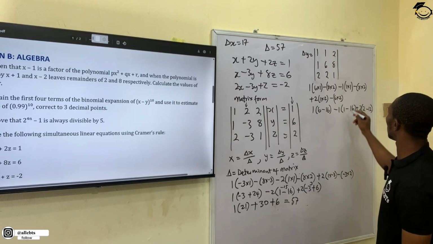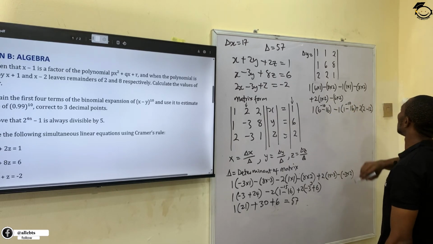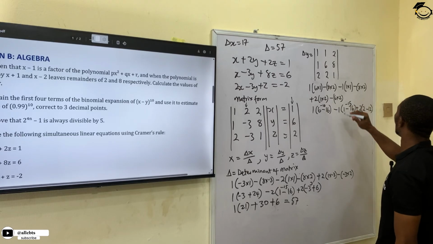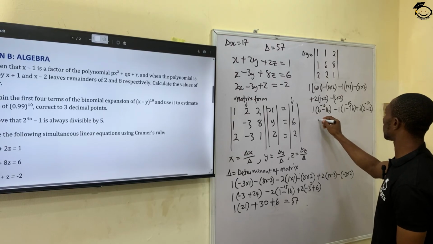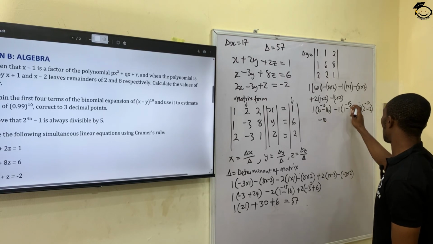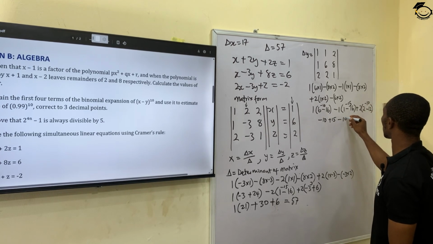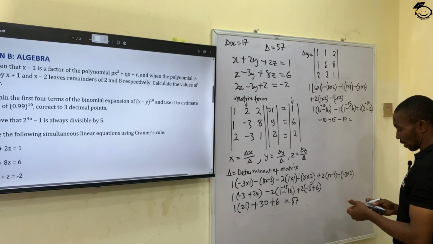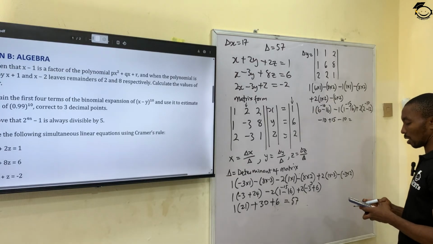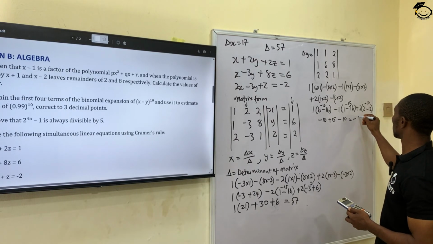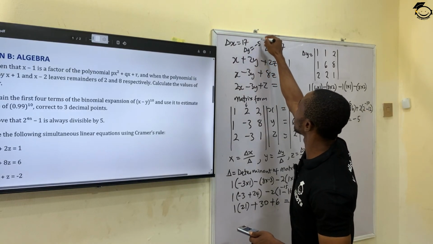Okay, so this will give us a minus 10, sorry, a minus 15, and a minus 10. So 1 times minus 10 will give us minus 10. Minus times minus will give us plus 15. Minus times plus will give us minus 10. So calculating this, we are having minus 10 plus 15 minus 10. That will give us a minus 5. So our delta y will give us a minus 5.